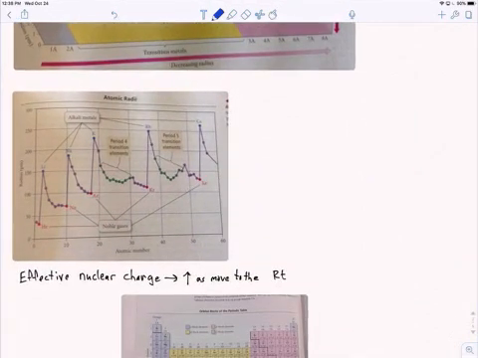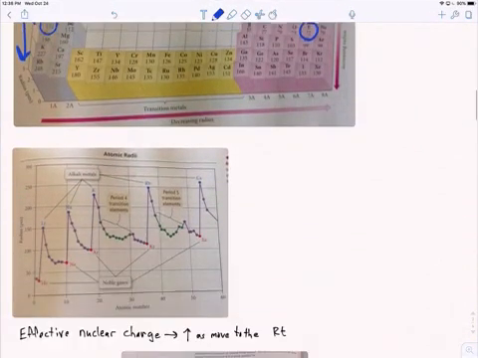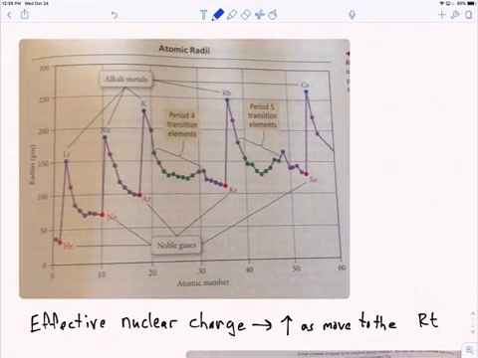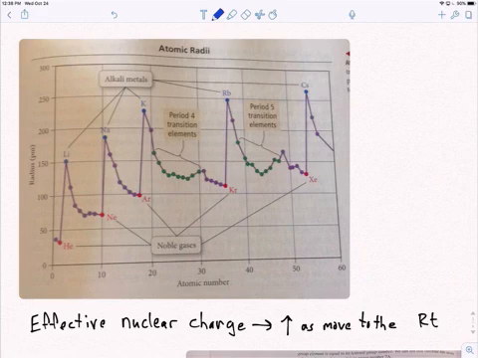So this picture up here is just put into a different picture. So this just shows you there. And then the alkali metals are always at the top, and the noble gases are always at the bottom in terms of size for each period. Period is a row.